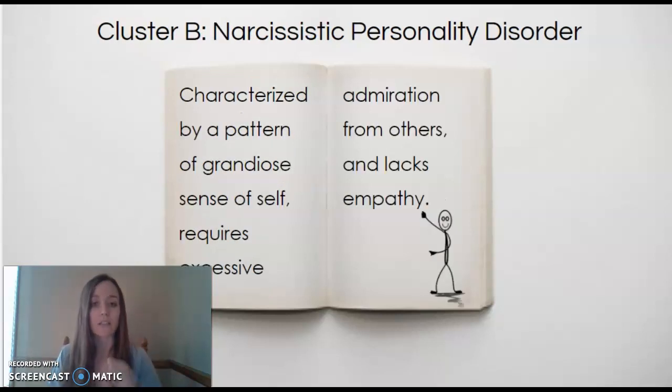Next is cluster B, narcissistic personality disorder, and this is a personality disorder that's characterized by a pattern of grandiose sense of self. So this is having this excessive, high, self-elevated feeling of oneself, in which it's probably going to really show through in a lack of empathy for others. They're also going to want and need lots of admiration from others. In order to be diagnosed with narcissistic personality disorder, a person must have 5 of the following.